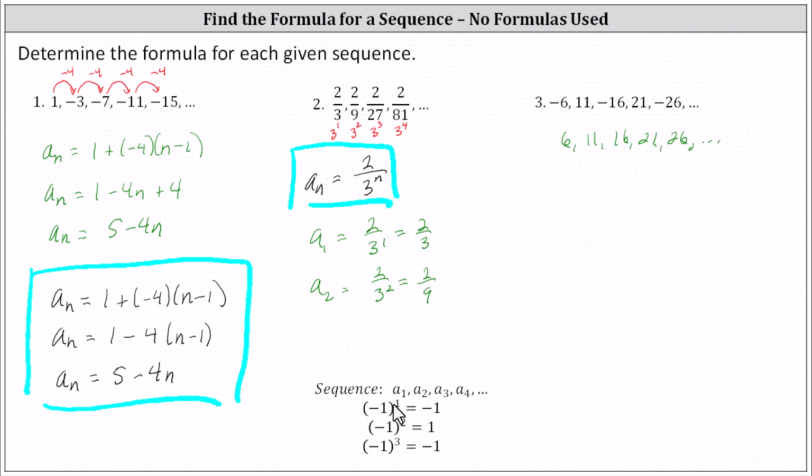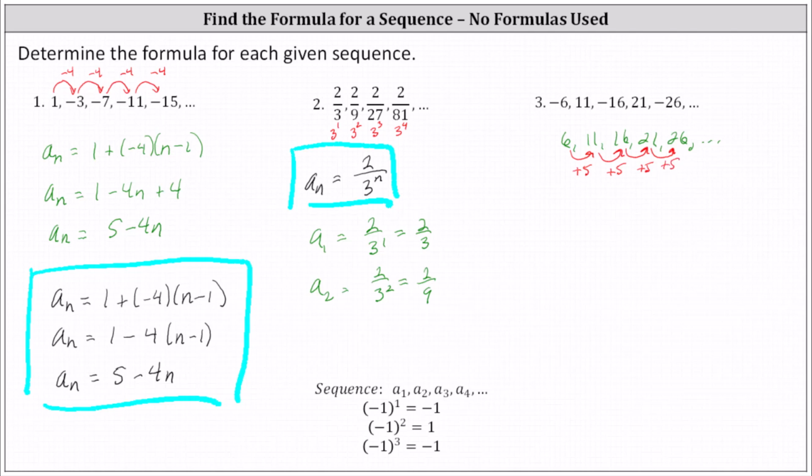But let's first focus on the non-alternating sequence. Notice in this case the terms are increasing by 5. 6 plus 5 is 11. 11 plus 5 is 16. 16 plus 5 is 21. And 21 plus 5 is 26.